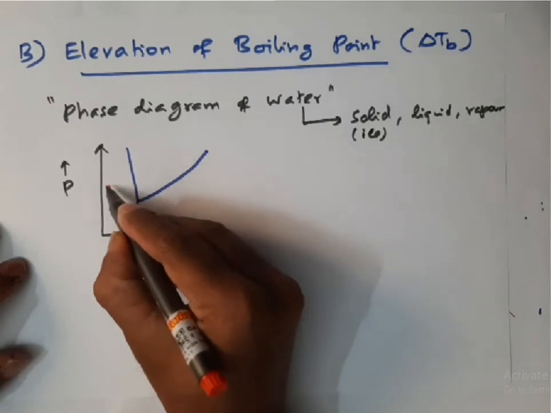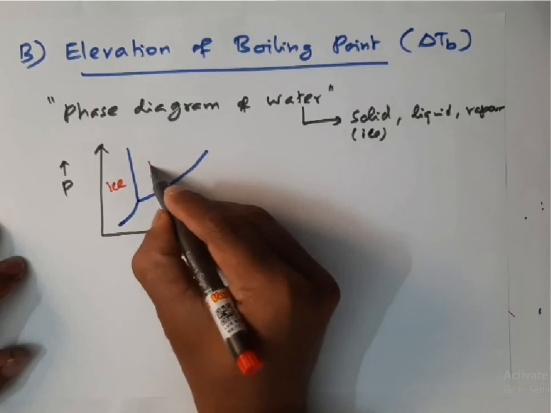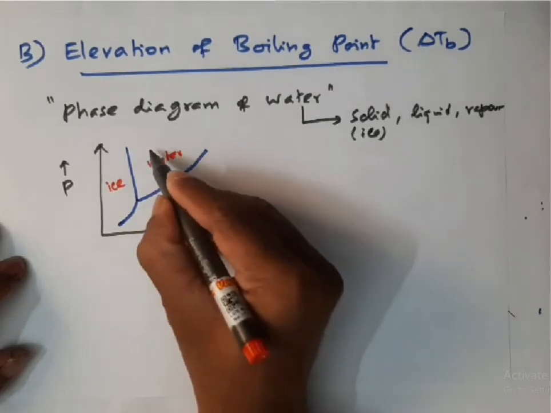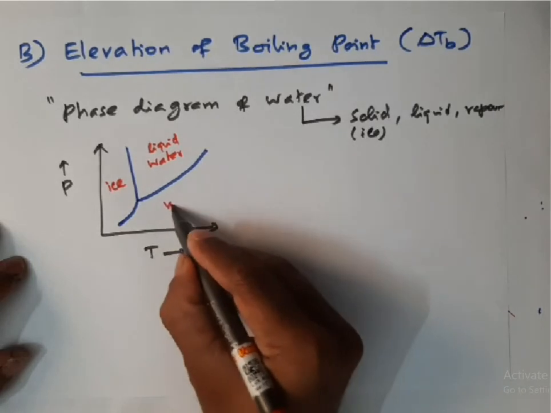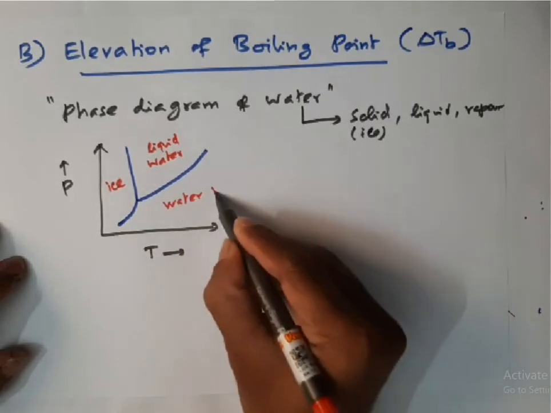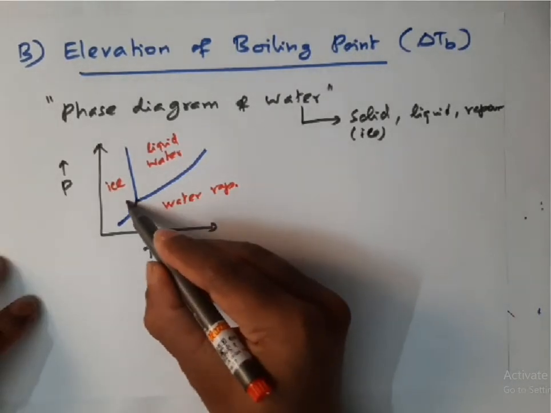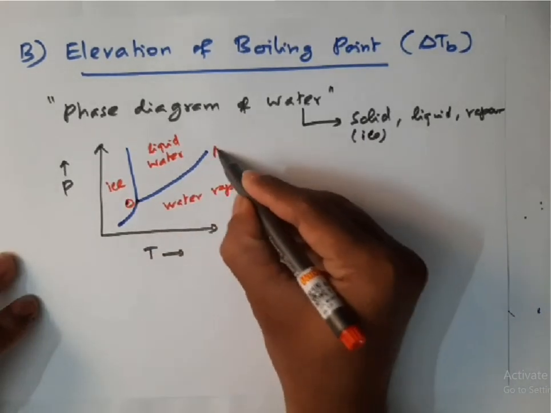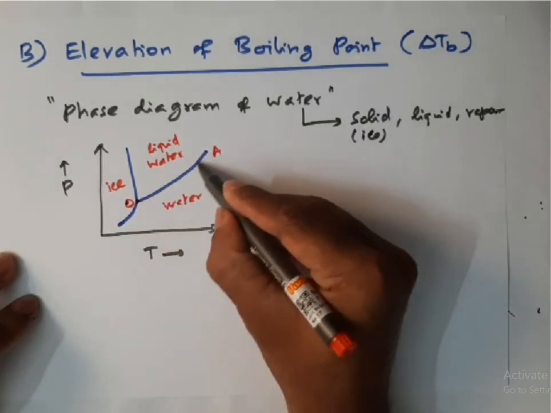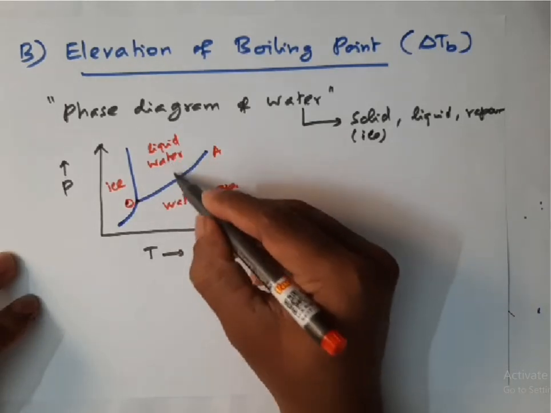Here we have ice, solid water. Here we have liquid water. Here we have water vapor. Suppose I take this point as origin, O, and this as A. Along the curve OA, liquid water and water vapor are in equilibrium.